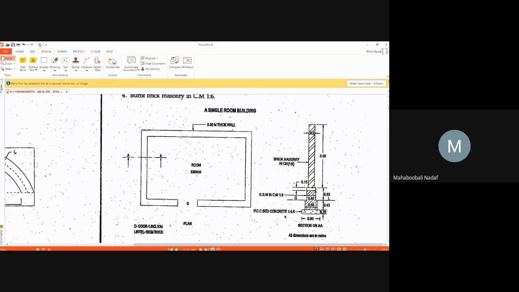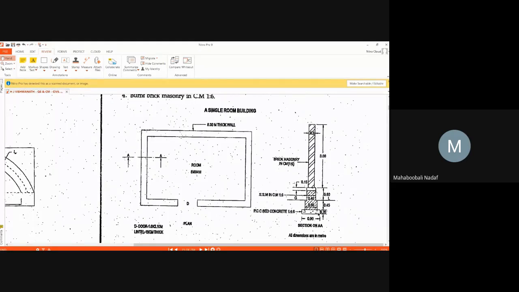So what is that PCC bed? 1:4:8 is called lean concrete. Now the PCC bed width is 0.9 meter, so you cannot excavate lesser than this. Do you agree? Whatever excavation you are going to do, it should be 0.9 width only. Now, how much depth do you want to calculate for excavation? From the ground level, when you add these things, you will get the total depth of excavation. This point I think it is clear.